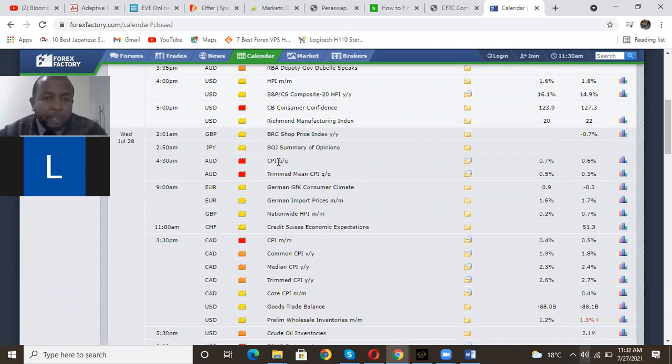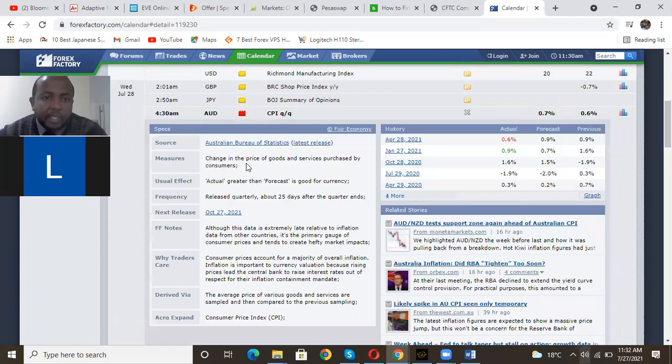CPI, I've touched on it, on AUD. So there'll be a big move on AUD, trimmed CPI. CPI, as you have said, let's have a look at it. It's the change in the price of goods and services purchased by consumers. So as I told you, all the goods and services that are purchased by consumers, actual greater than forecast is good for the currency. So we are looking at this number here, guys.